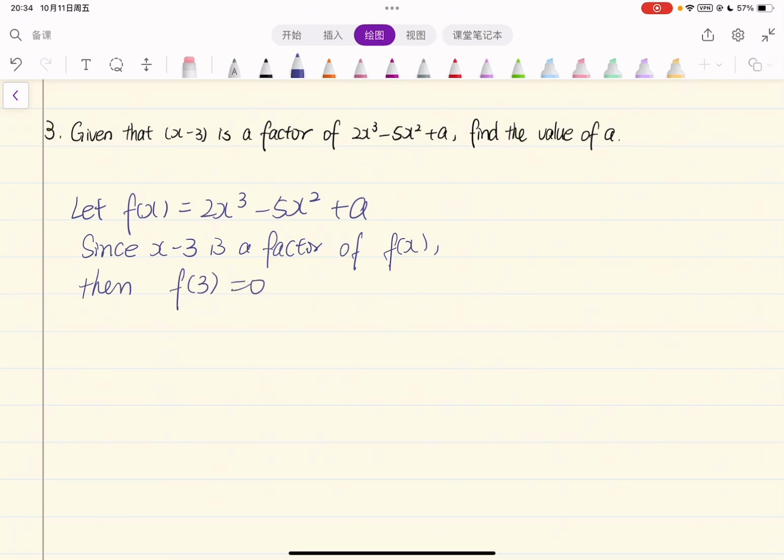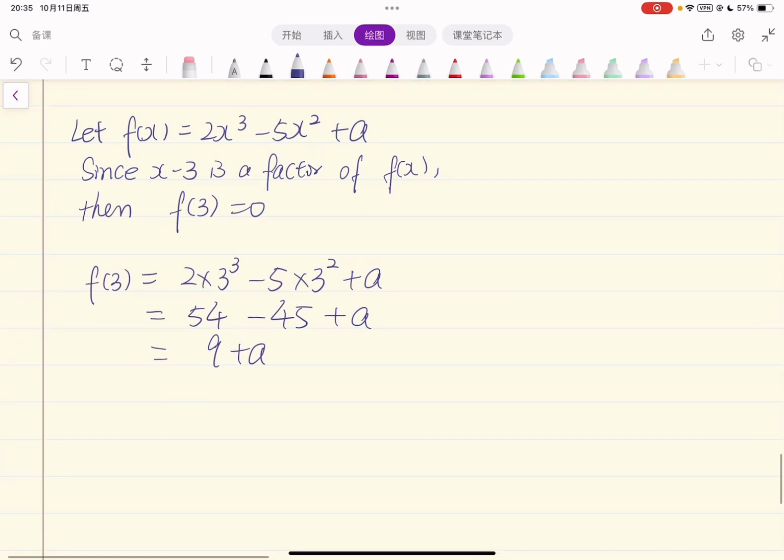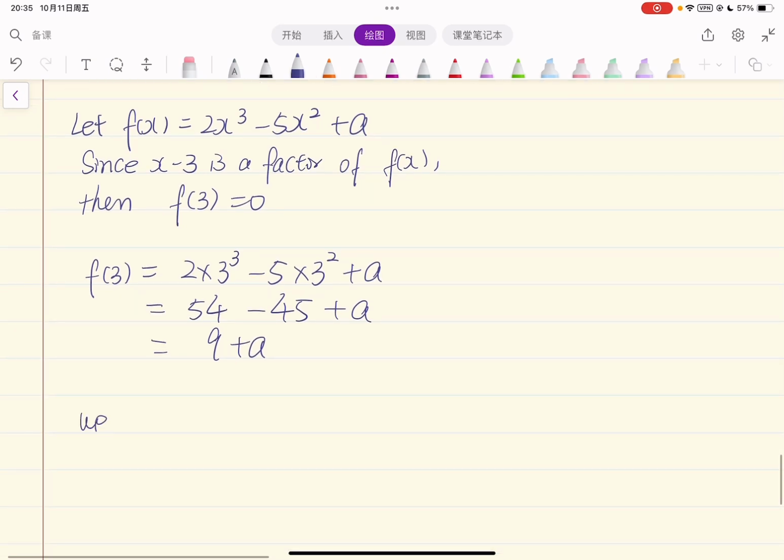So we substitute 3 into the function. We have f(3) equals 2 times 3 cubed minus 5 times 3 squared plus a, equals 54 minus 45 plus a, equals 9 plus a. So that we have 9 plus a equals 0, which implies that a equals minus 9.